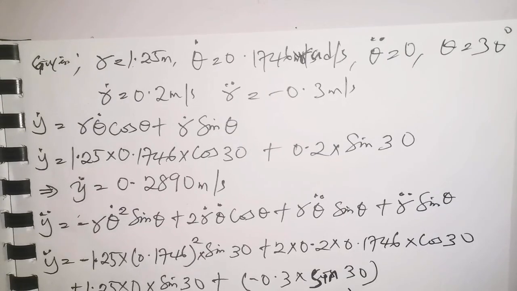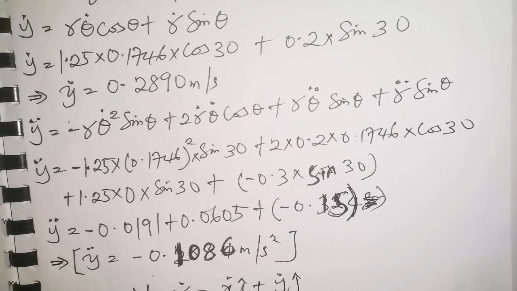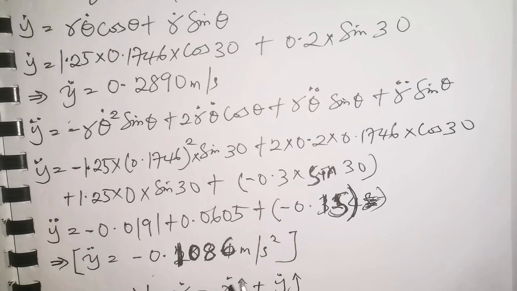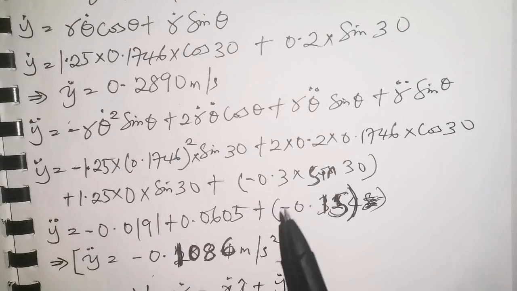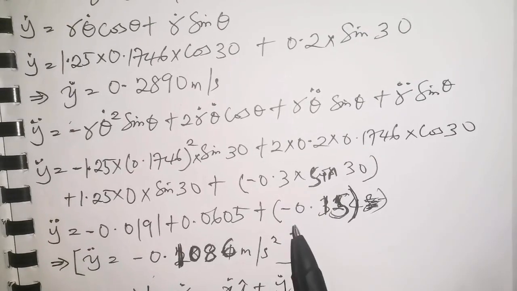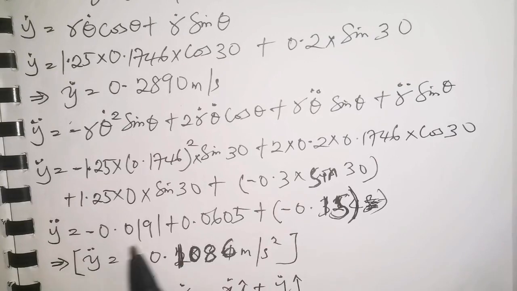We are going to evaluate everything all at once, so do well to punch along with me to avoid any calculation errors. Upon evaluation, we have y double dot equal to negative 0.1086 meters per second squared. Mind you, over here we had 1.25 multiplied by 0 times cos 30, which means everything here becomes 0. And of course, over here we have negative 0.3 multiplied by sine 30, that gives us negative 0.15. So if you add up everything, you're going to have y double dot equal to negative 0.1086 meters per second squared.